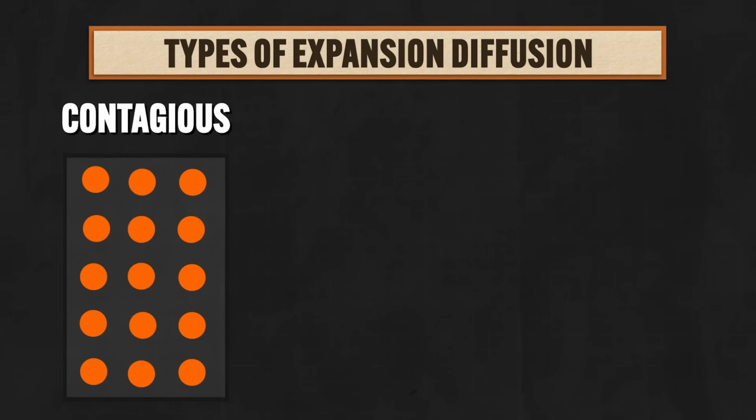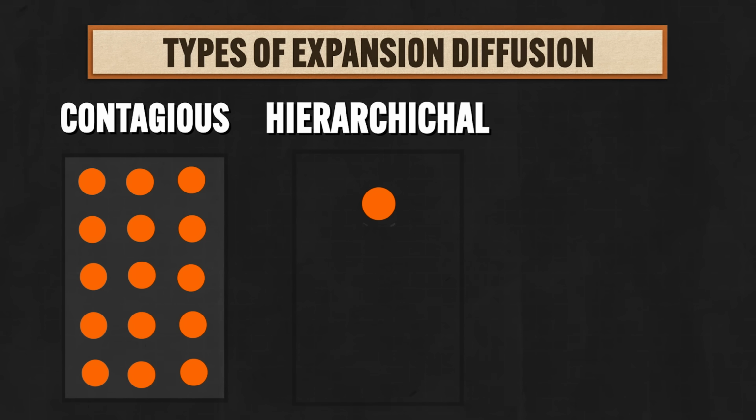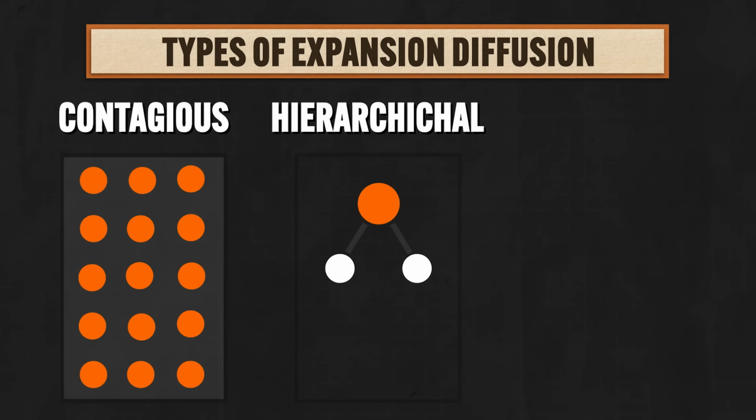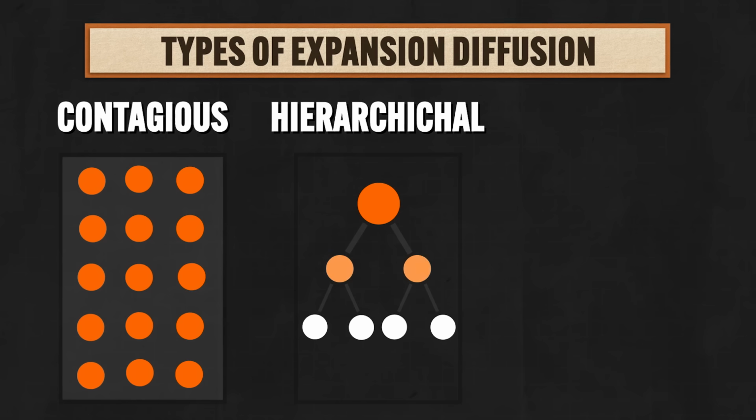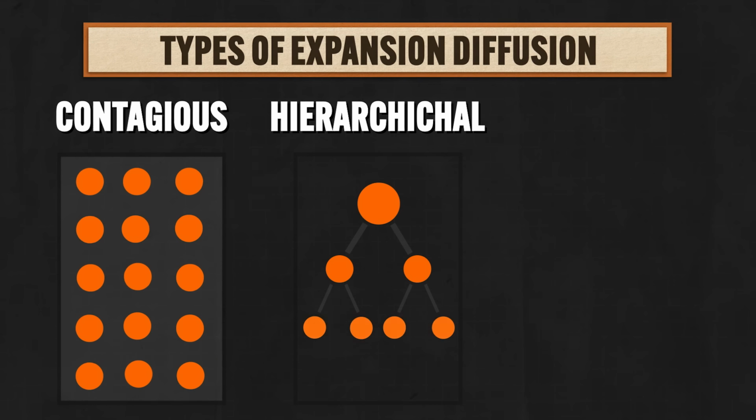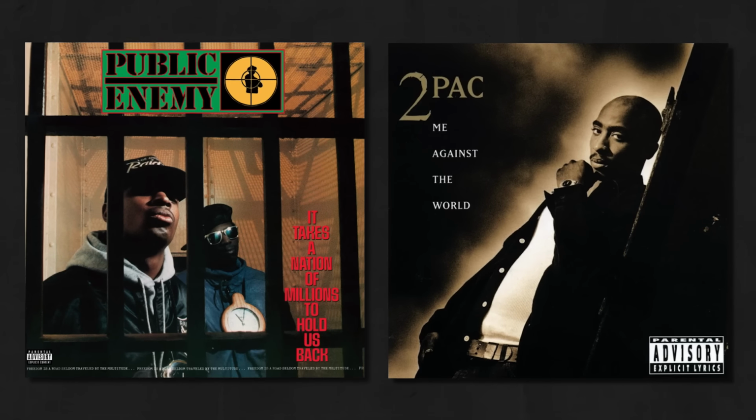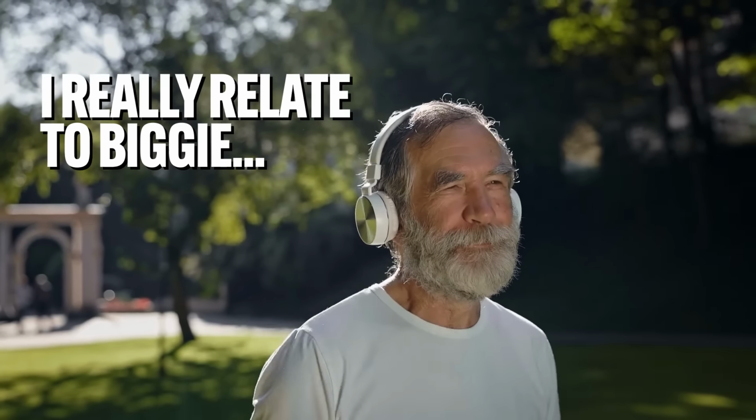Okay, now the second type of expansion diffusion is known as hierarchical diffusion, which describes a top-down spread of a cultural trait. It originates in a person or group or place of power and then spreads downward to those with less power and influence. For example, in the 80s and 90s, hip-hop and rap were purely urban forms of music that originated in New York City and Los Angeles. But now they've spread to suburban and rural areas of the United States and all throughout the world.